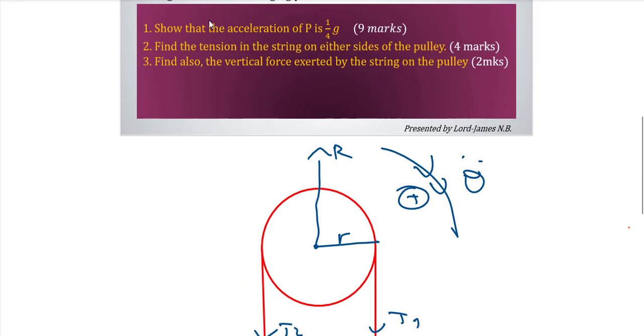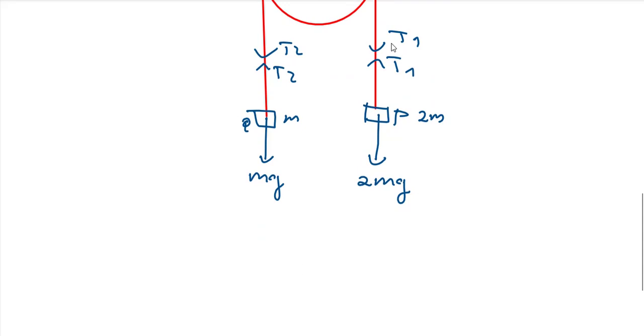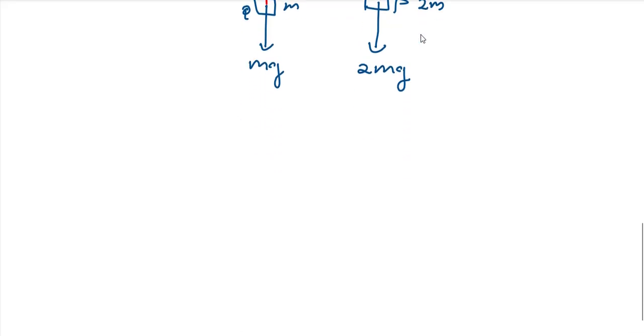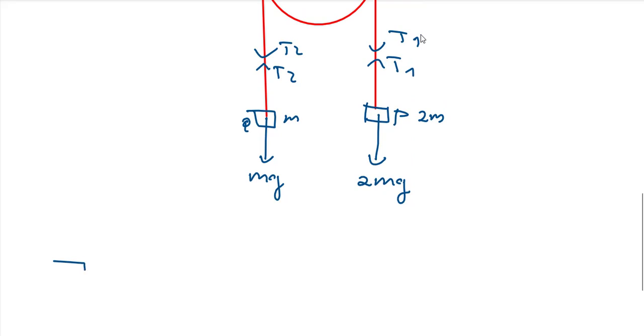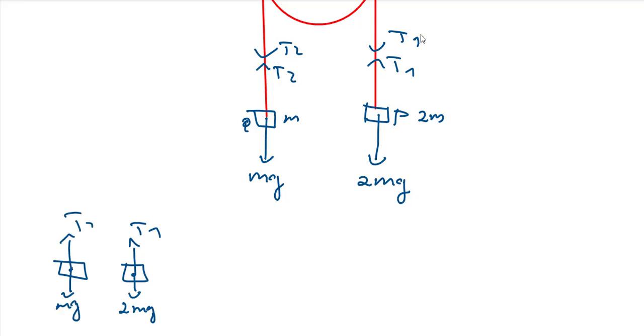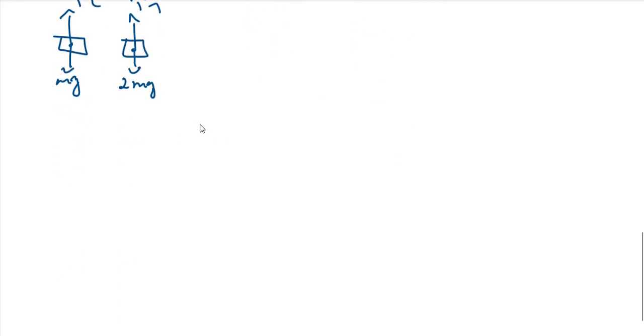So then the first thing is to show that the acceleration of P is 1/4 g. Now considering our system of masses, where we have Q and we have P. On P we have a weight of 2mg and we have the tension force T1, and here we have a weight of mg and we have a tension force of T2. So if we resolve each of the system separately, that's applying Newton's law, and since the two masses are linked together with the same string, it means they are going to have a common acceleration.